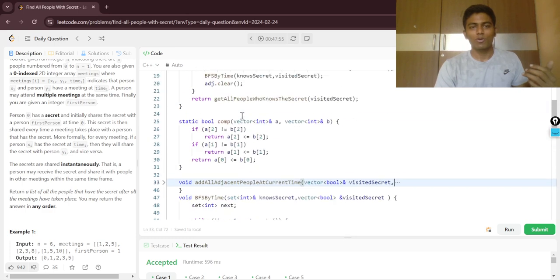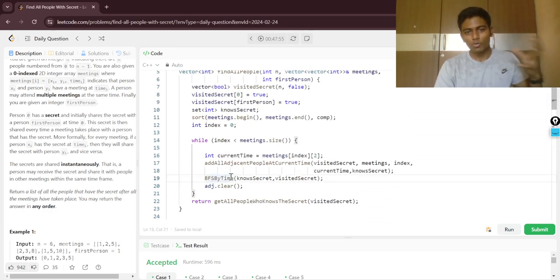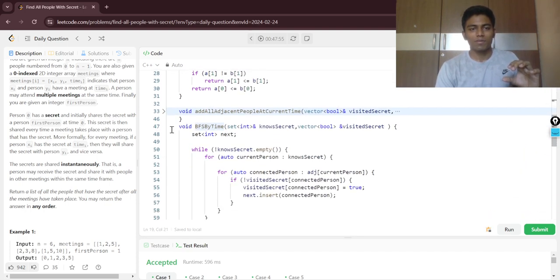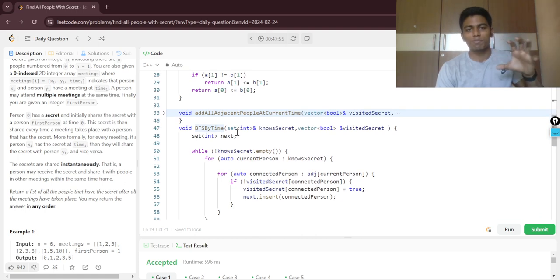we are going to do the BFS. Let's say there are people who know the secret. There can be one person, second person, third person, and then these persons can be connected to other persons. Like it can be a graph. So after this, these people who know the secret are going to spread the secret to other people who are connected to this particular person. Let's say the no secret set is not empty.